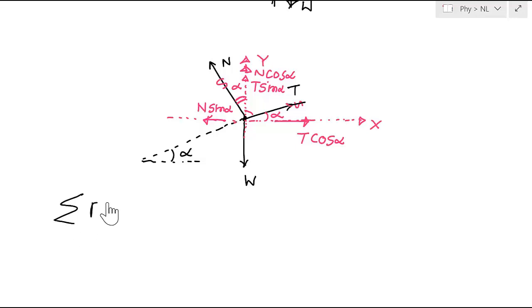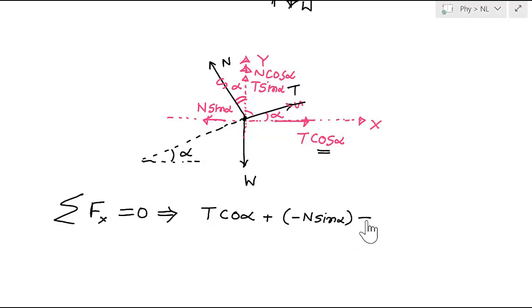So summation of Fx is equal to 0, that is, the total force acting along the x-axis is equal to 0 because the object is in equilibrium. So along the x-axis we have T cos alpha, and then we have N sin alpha on the negative side of the x-axis. So this becomes minus N sin alpha, and this is equal to 0. So from here I can write T cos alpha is equal to N sin alpha. So this is my equation number 1.